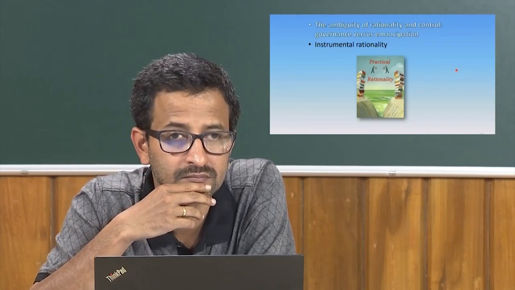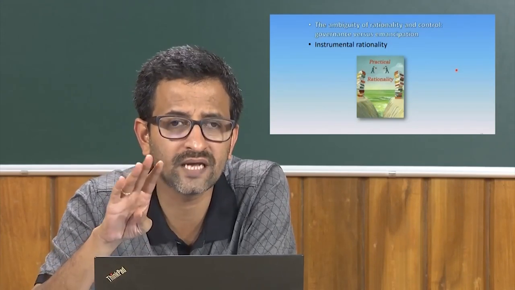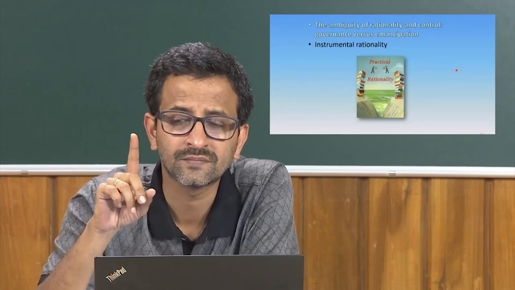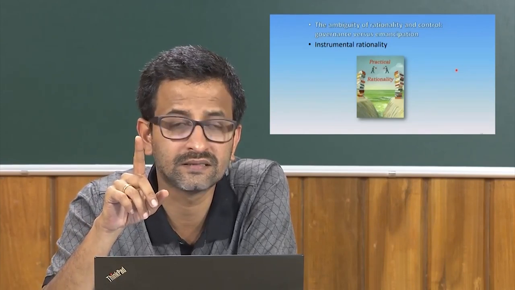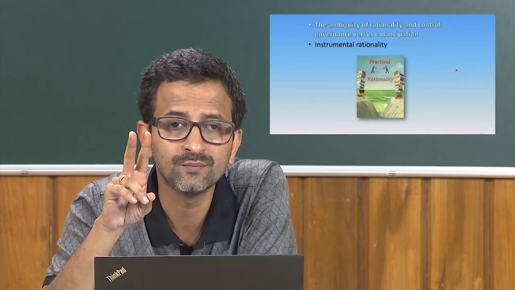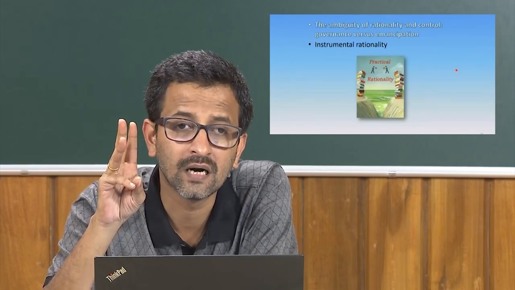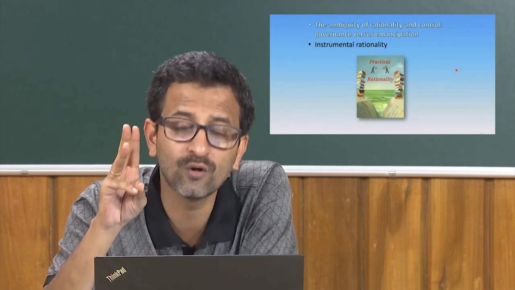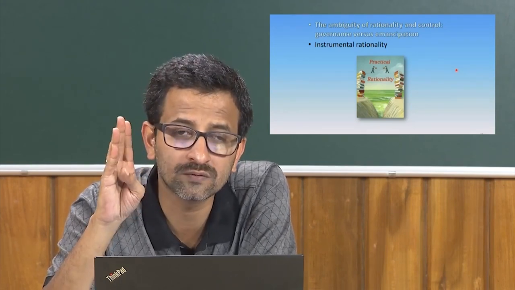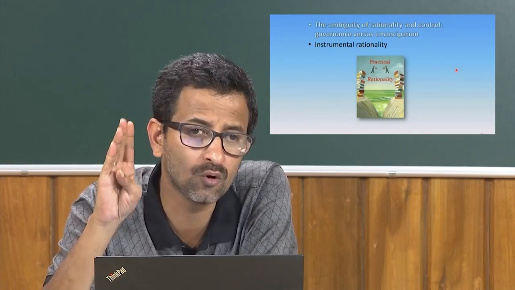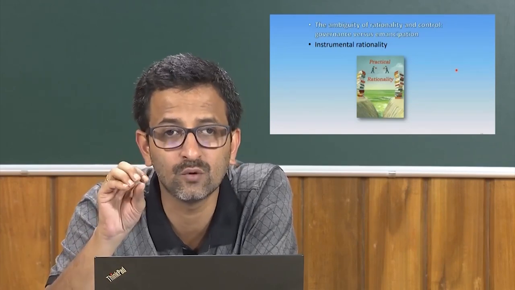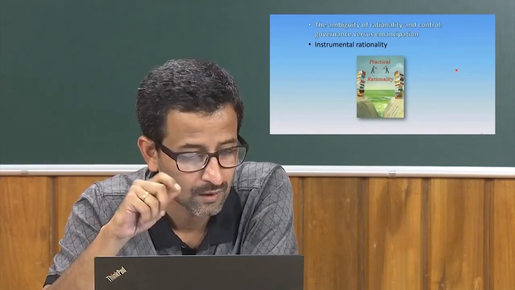social action. He discussed four types of social action. One, traditional social action. Two, affective or emotive social action. Three, value oriented social action. And fourth, goal oriented social action. And goal oriented social action is alternatively known as instrumental rationality.